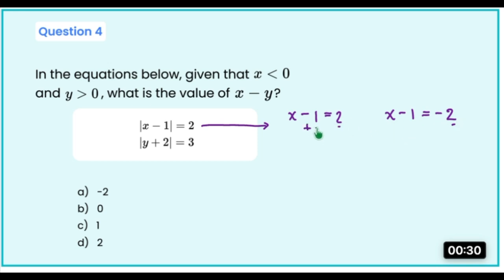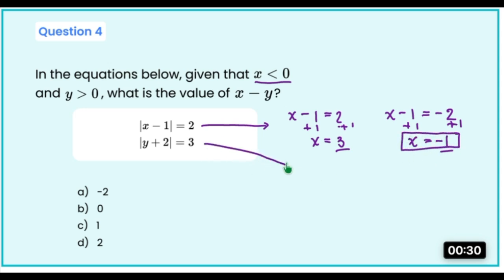And then if we add 1 to both sides of the first equation, we get x is equal to 3. And for the other one, we need to add 1 to both sides of the equation as well. So we get x equals negative 1. So for the first absolute value equation, we got these two answers here. And we're looking for a value of x that is less than 0. So that means we will get this one here, which is negative 1.